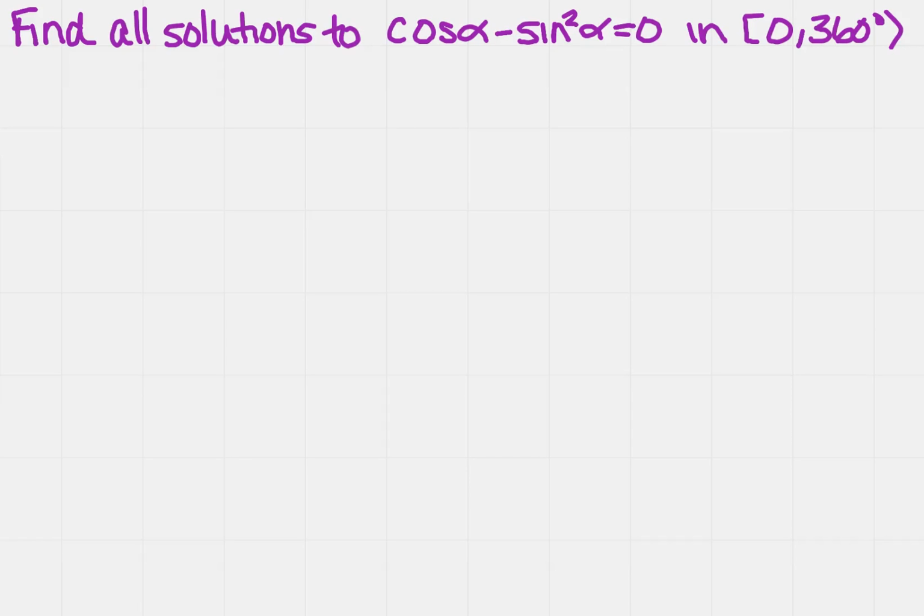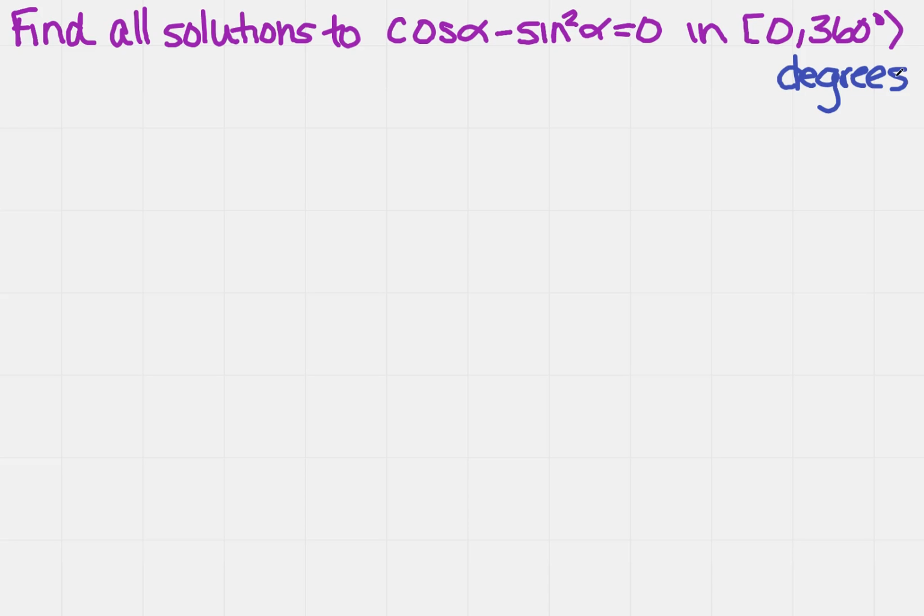Find all solutions to cosine alpha minus sine squared alpha equals 0 in the interval 0 to 360 degrees. When I first read that, 360 degrees really resonates with me, because we're used to seeing 2 pi or pi over 2. So I want to make a note that's not just mental that it's in degrees. Because if I'm taking a test and it asks for degrees and I don't put it in degrees, there's a good chance my instructor is going to count that wrong. And that would be bad.